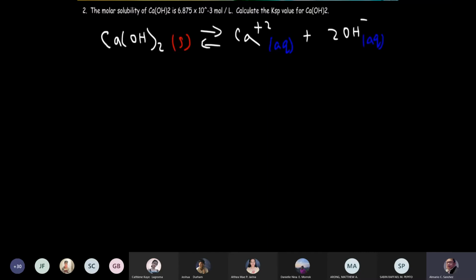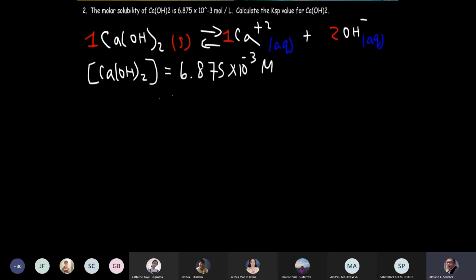Now pay attention to the molar ratio. So we have a 1 to 1 to 2 molar ratio. So with this reaction, go ahead and calculate the KSP value for this substance. Now let's calculate the concentrations of everything. The concentration of calcium hydroxide in the aqueous phase is given to us. That's the molar solubility. That's 6.875 times 10 to the minus 3.